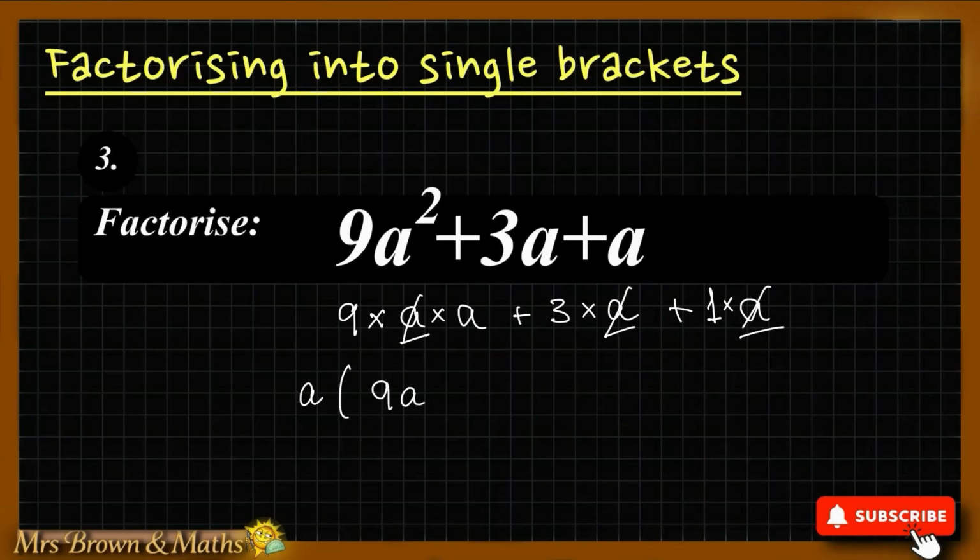The last term is where students often lose the mark. They see just a and write 0. But a equals 1a, so the number in the bracket must be 1.